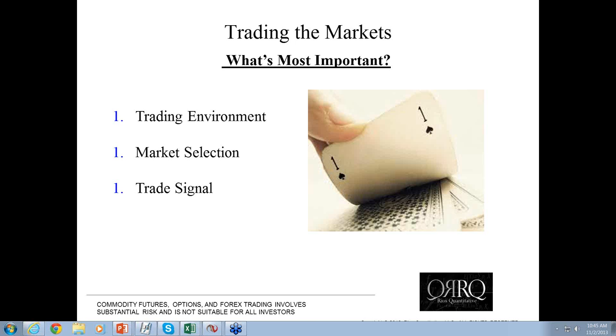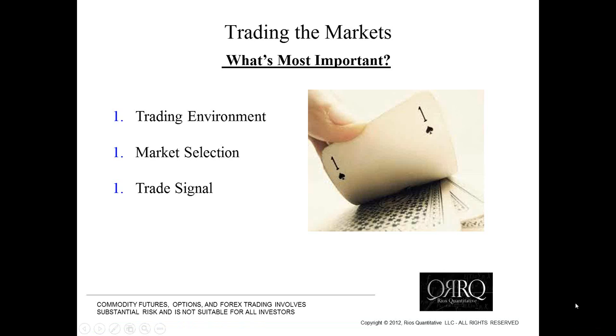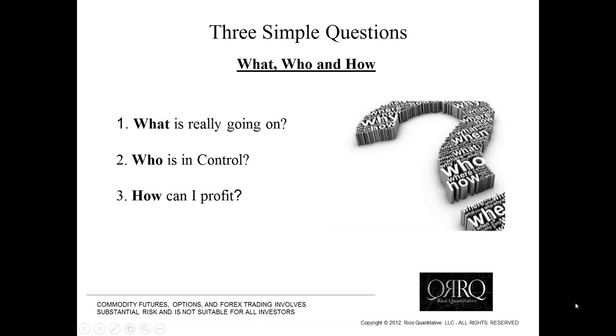That's what we do, and that's why each one of these three elements, trading environment, market selection, and trade signal, is number one to us. They're equally as important because they are intertwined into a specific process that we have to follow. This is the process. It starts with three simple questions. What's really going on? Who's in control?